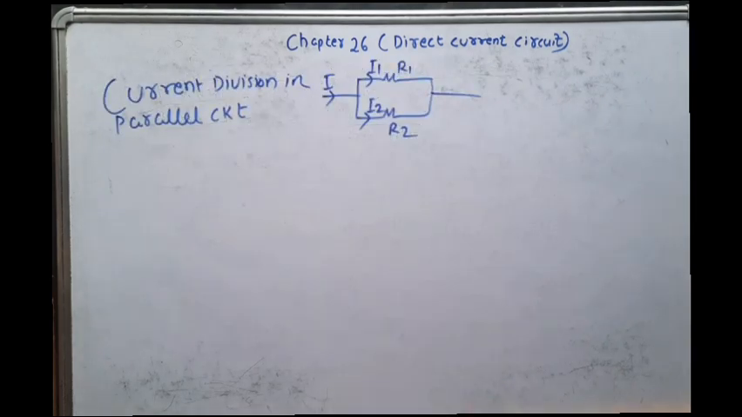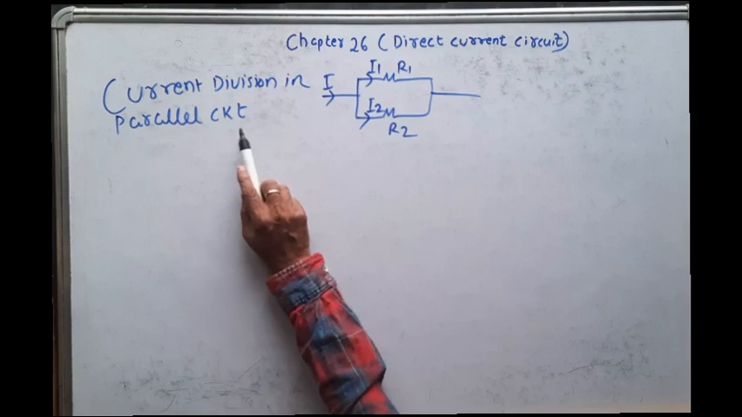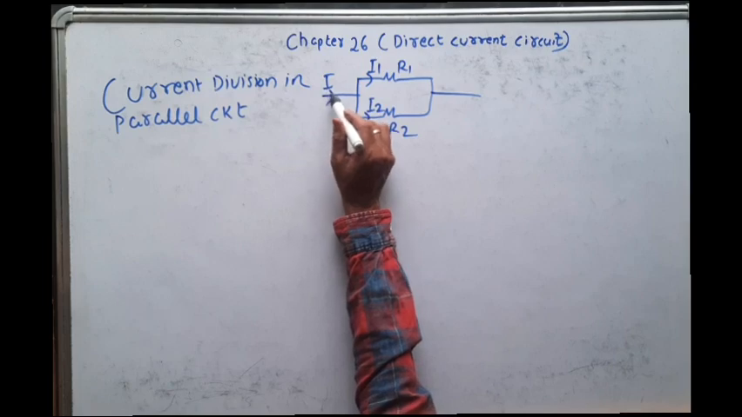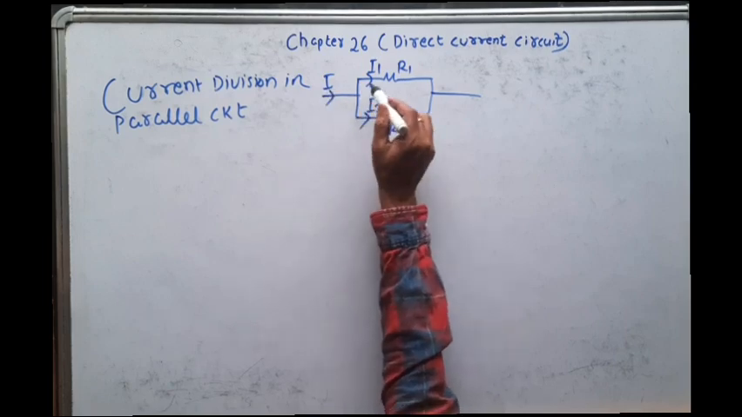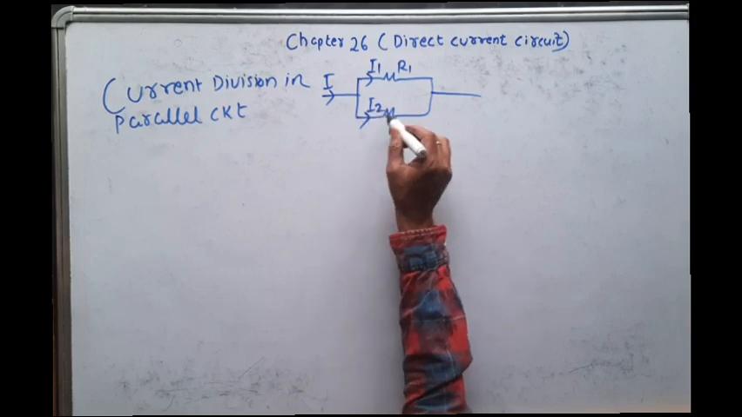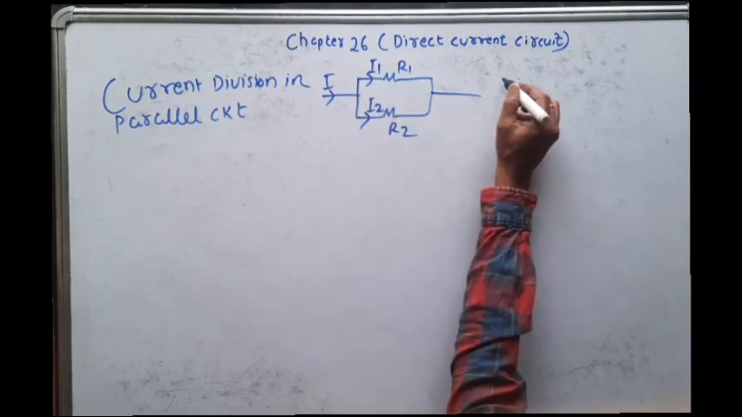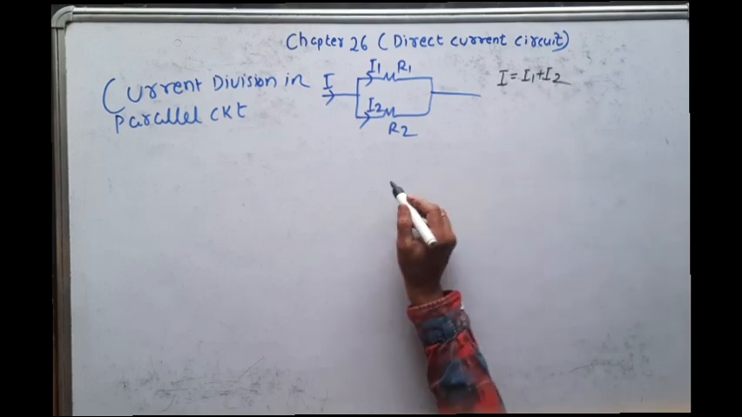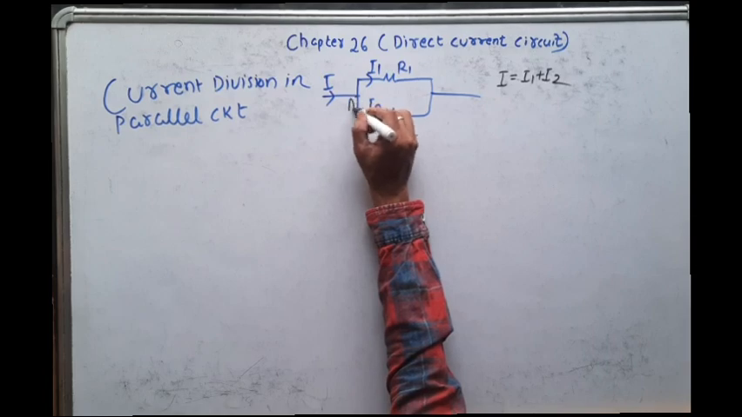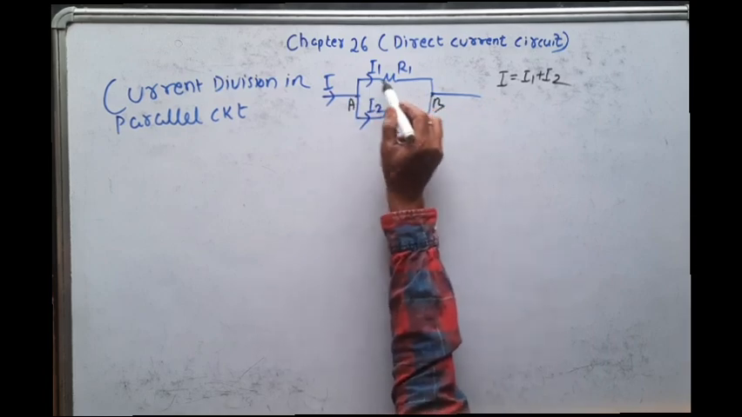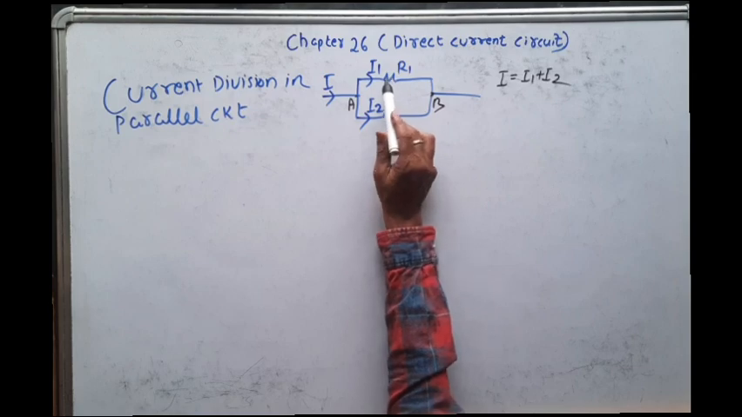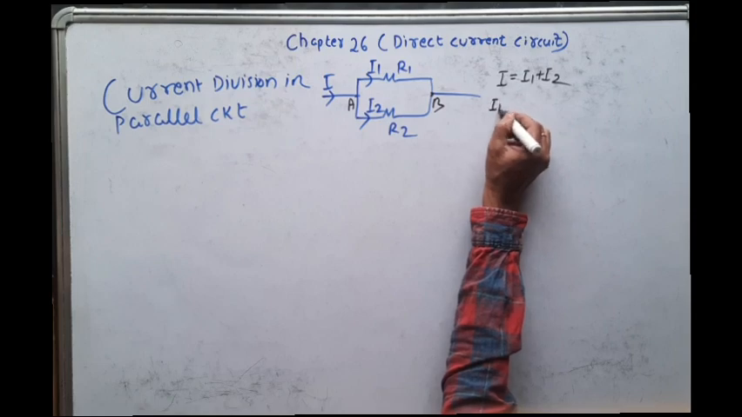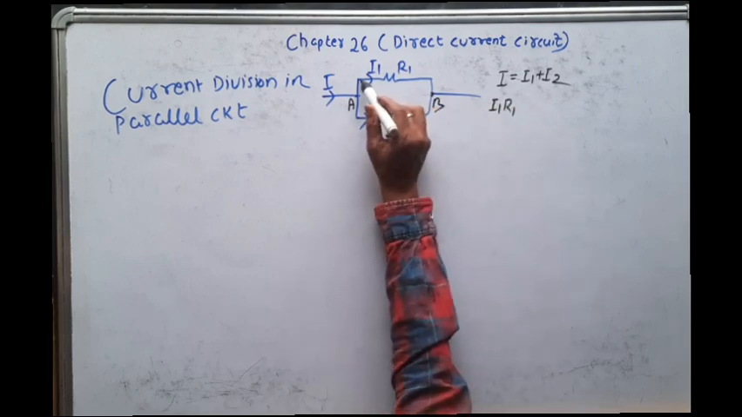Now see, current division in a parallel circuit. Suppose there are two resistors R1 and R2 connected in parallel. The total incoming current to this combination is I. Out of I, I1 will flow through R1 and I2 will flow through R2. And definitely as per KCL, we can say I is equal to I1 plus I2. Now let us say this point is A, this point is B. If I1 passes through R1, then what is the voltage drop across R1? I1 into R1 is the potential difference across it.